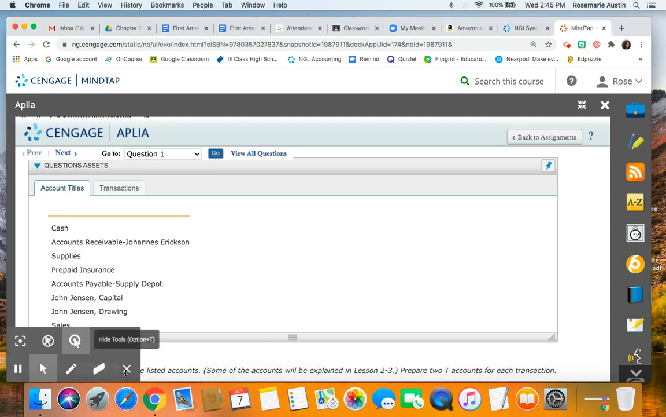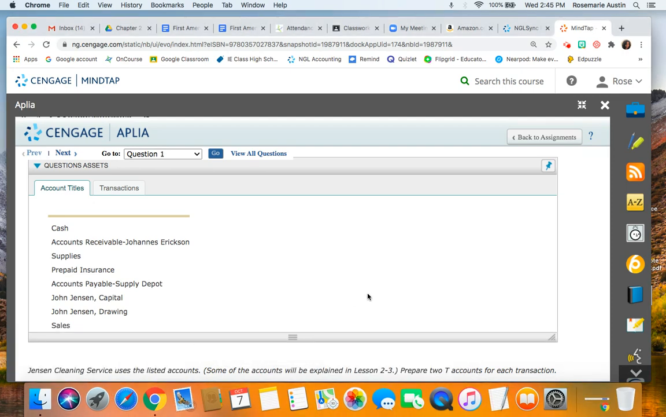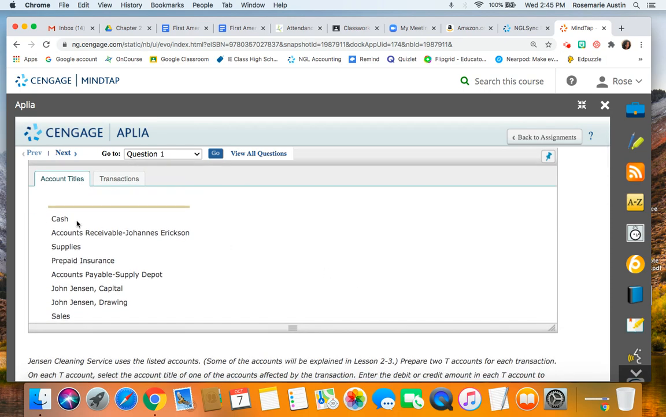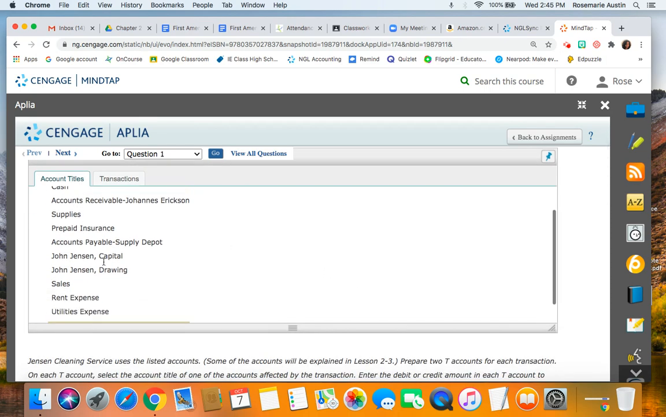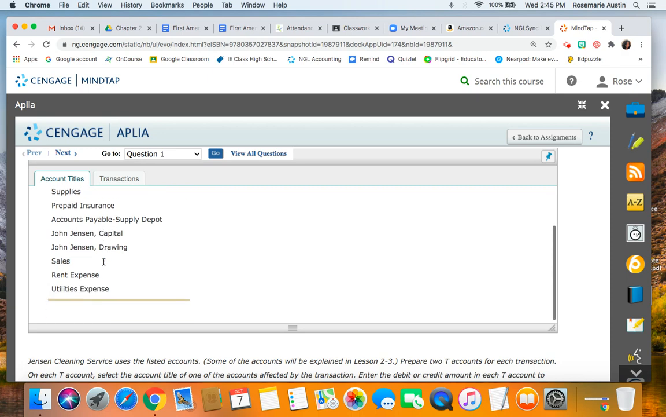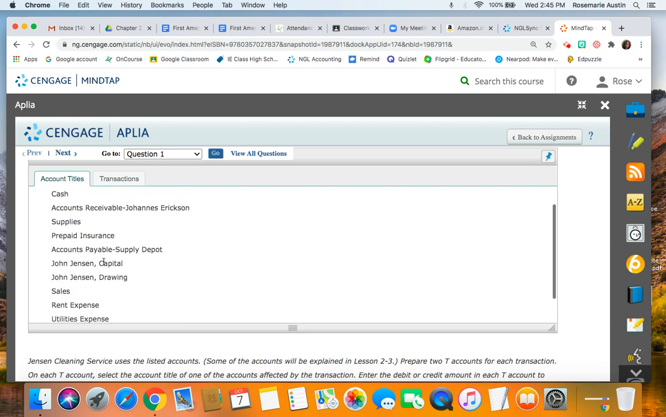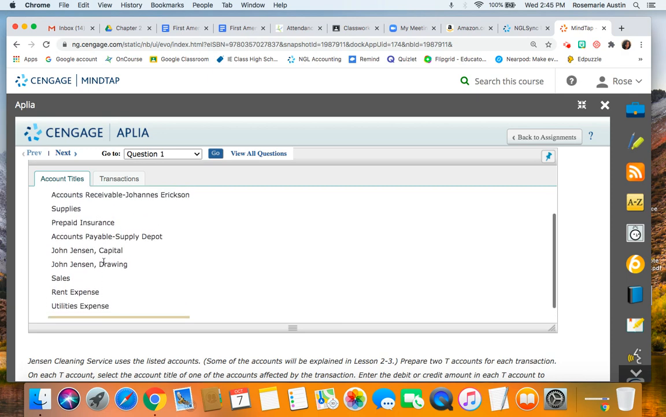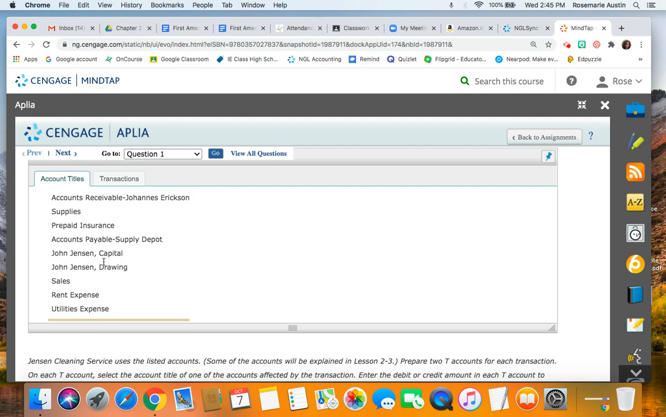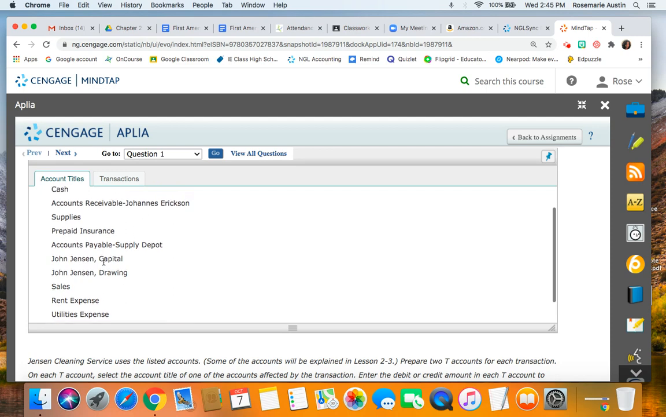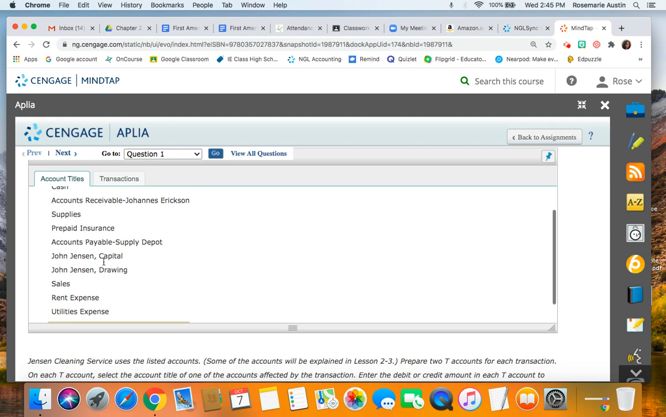So I'm going to go ahead and hide this nonsense out of the way. All right, I'm going to go through this with you quickly so that you understand what's going on. I'm in the question assets box here, and these are the account titles of all the accounts that we're going to use in the transactions. Some of these might not be completely familiar to you yet. We're going to go over more of these accounts in section 2-3, but we have cash, accounts receivable, supplies, and insurance. We know those are assets.